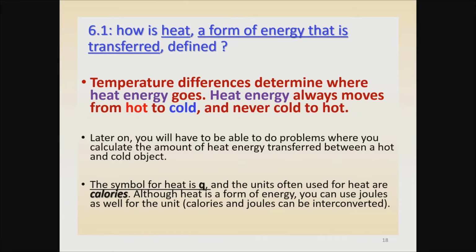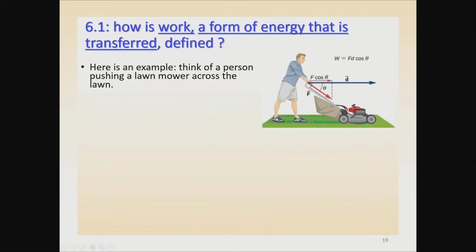One thing you also need to know is that you will be able to quantify heat, and the letter that we use to quantify that is the letter Q, and the units we use to quantify heat or energy in general are calories. Now, sometimes heat is quantified with a different unit called joules, and we'll talk a little bit more about that in a bit.